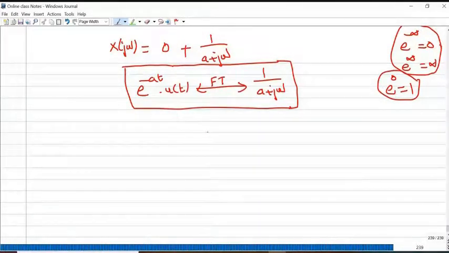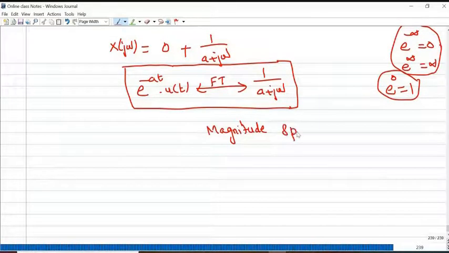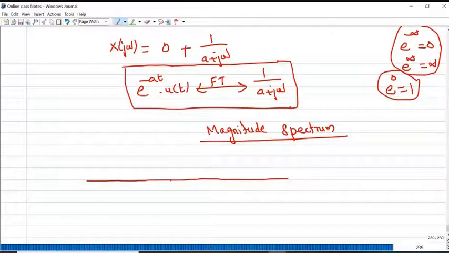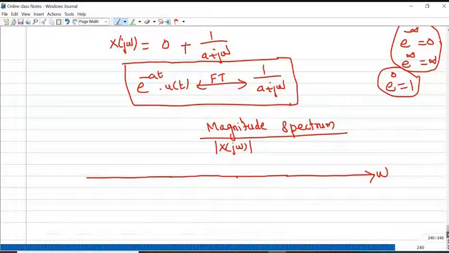What do you mean by magnitude spectrum? How the magnitude of X of j omega is distributed over the frequency omega. Omega versus modulus X of j omega. So we take omega values 0, 1, 2, 3, 4, 5, and omega values -1, -2, -3, and find out modulus X of j omega.